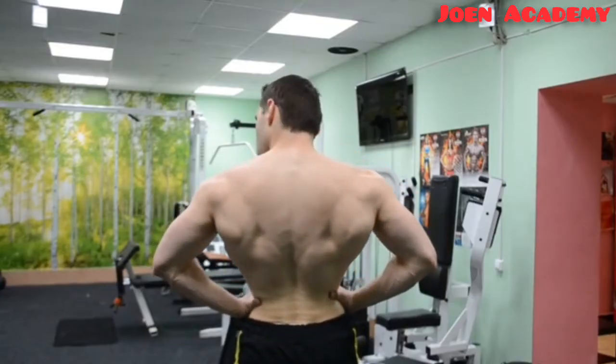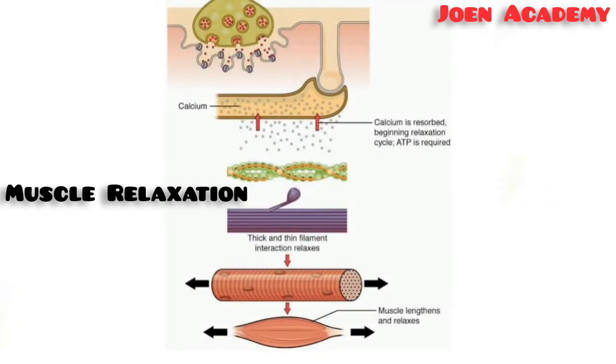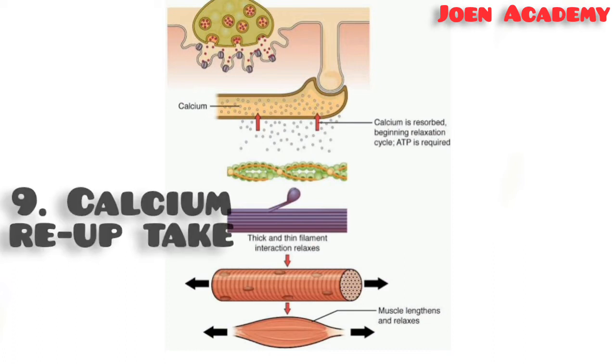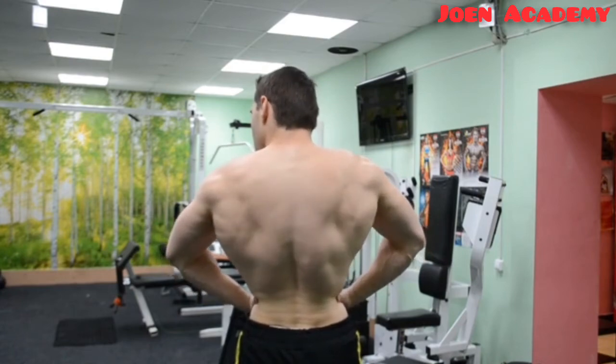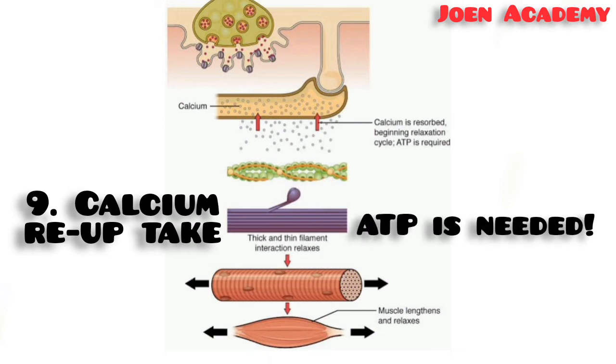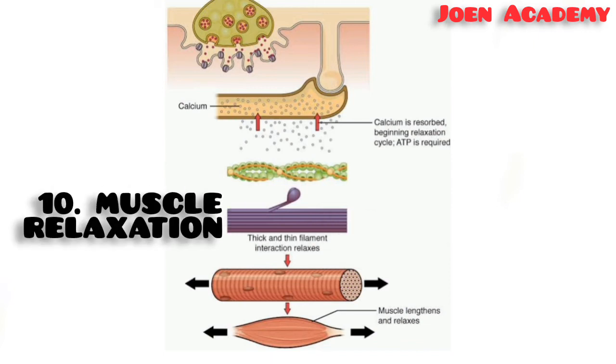The last two steps of this excitation-contraction coupling is actually what brings about the termination of muscle contraction, that is the relaxation of muscle. The ninth step of the excitation-contraction coupling is the reuptake of calcium. In order for the contracted muscle to relax, the released calcium ions must be pumped back to the sarcoplasmic reticulum. So for the calcium ions to be pumped back to the sarcoplasmic reticulum, ATP is needed to carry out this process. The final step, which is the 10th step, is muscle relaxation.